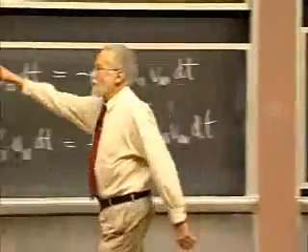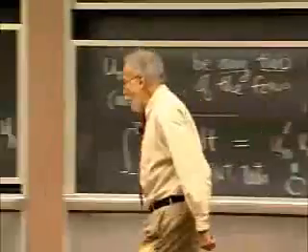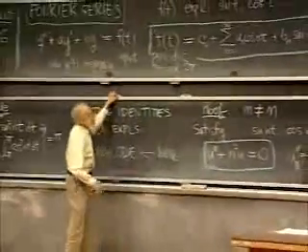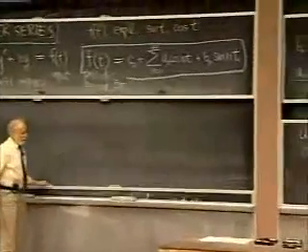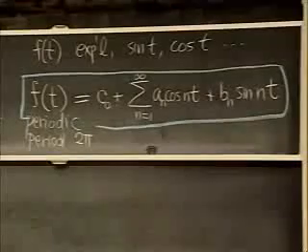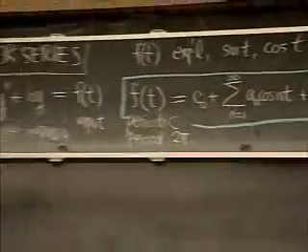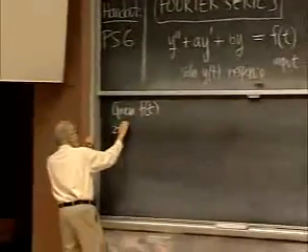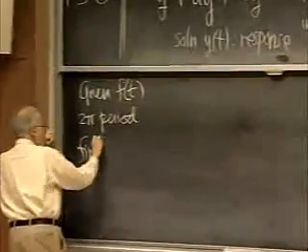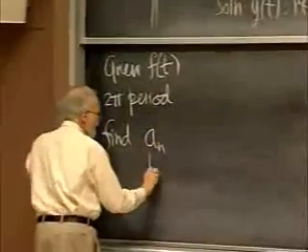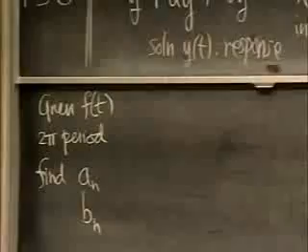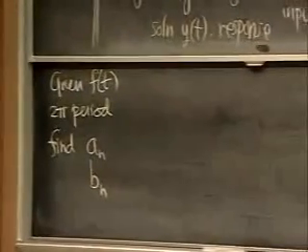The problem is to explain this blue series. So our problem is, how from this am I going to get the terms of this blue series? So given f of t, 2 pi is a period, find the an and the bn. Okay, let's focus on the an. The bn is the same. Once you know how to do one, you know how to do the other.